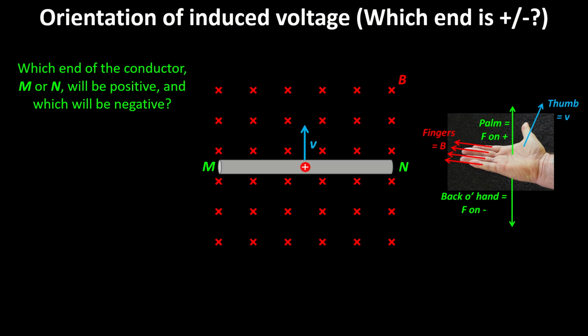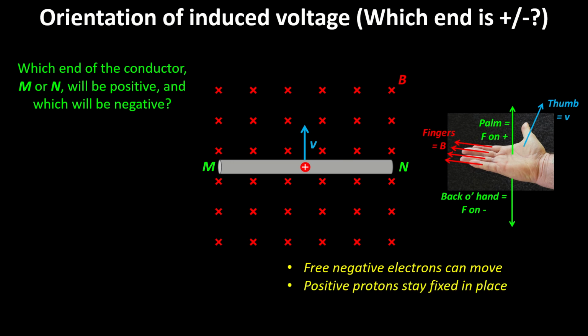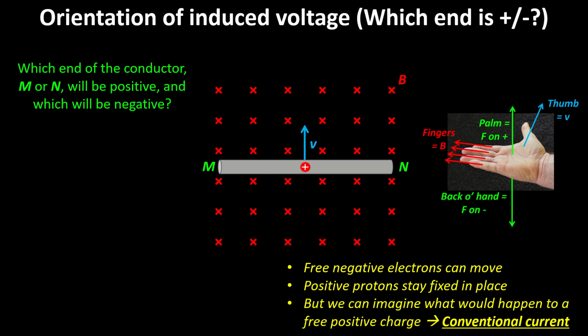Okay, now just to be clear, what's actually happening inside the wire is that the free electrons can move, and the positive protons stay fixed in place. But what I'm doing is imagining what would happen to a free positive charge. Like if there was a free positive charge that could move inside the wire, what would happen to it? Because that's what conventional current is. Current is the movement of positive charge. So that's why I'm imagining what's going to happen to a positive charge here, okay?